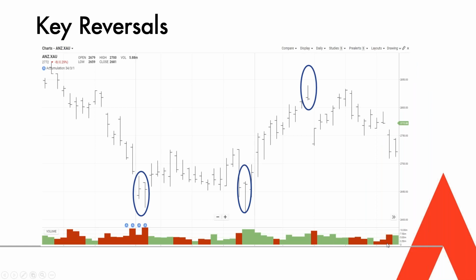All right, so these are examples of key reversal bars. Notice how both the open and close sit up near the high end of the range in the first two examples. If so, that's very bullish. A lot of trading activity has taken place to push that closing price right back up towards the high end of the bar. If both the open and close are down near the low, this is quite bearish and would suggest further downward movement from here.